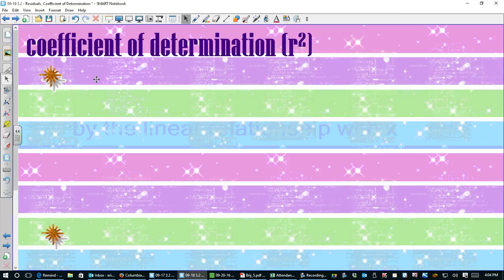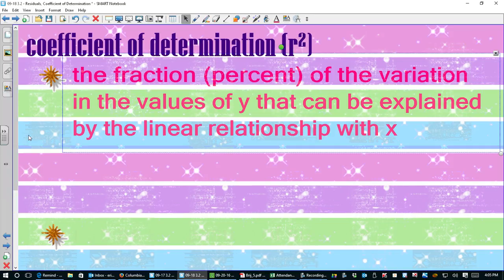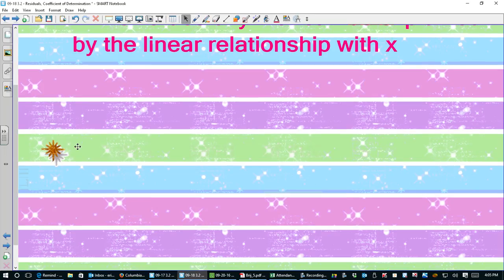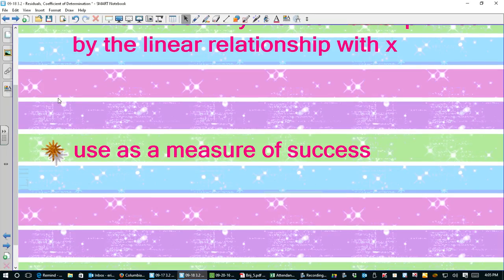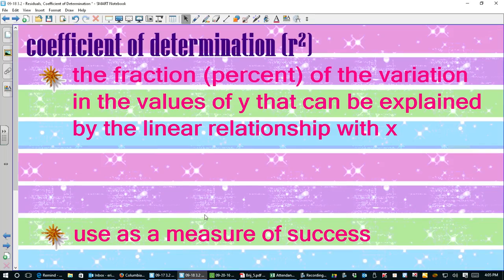So let's start with the coefficient of determination. A lot of you have already looked at your linear regression in your calculator, and it calculates r squared for you. And what is r squared? Well, r squared is the coefficient of determination. It is the fraction or percent of the variation in the values of y that can be explained by the linear relationship with x. So we use it as a measure of success as to how well the data can be explained in a linear relationship.